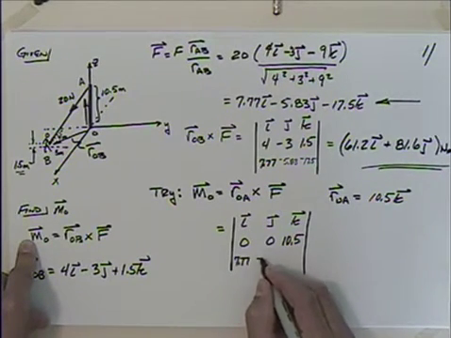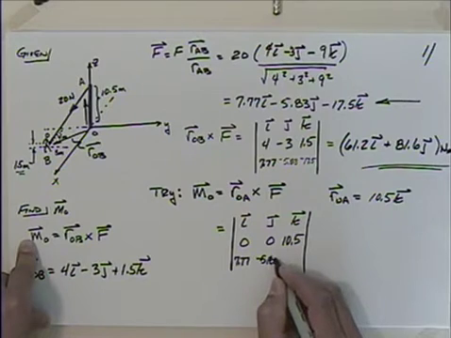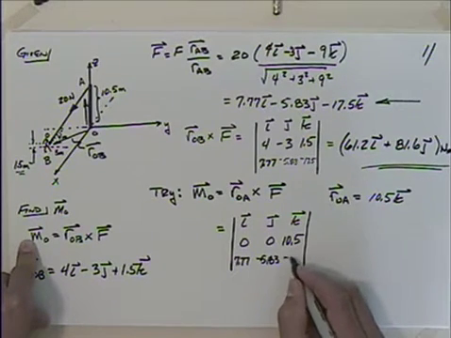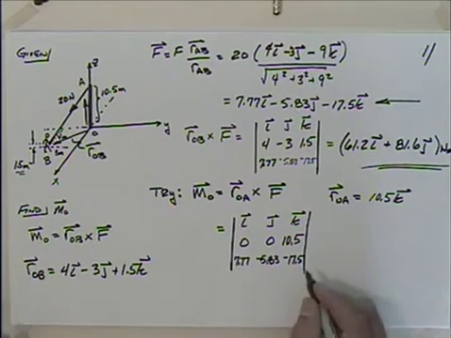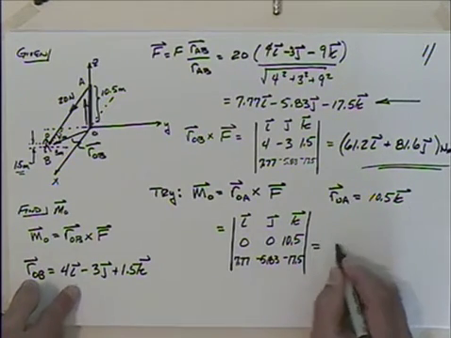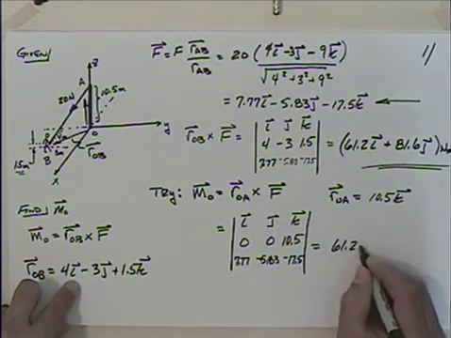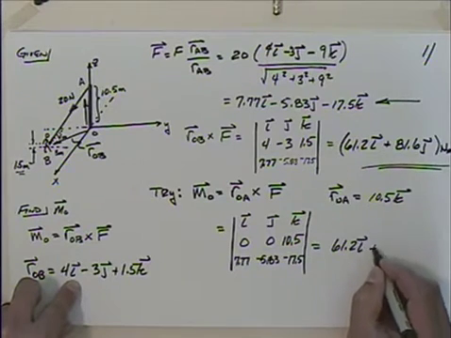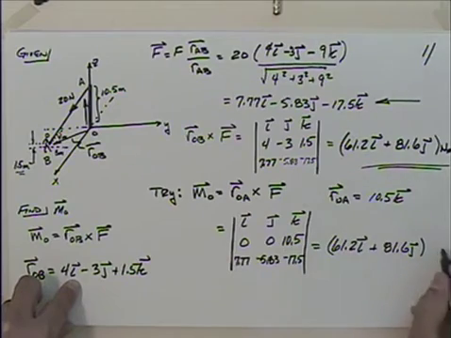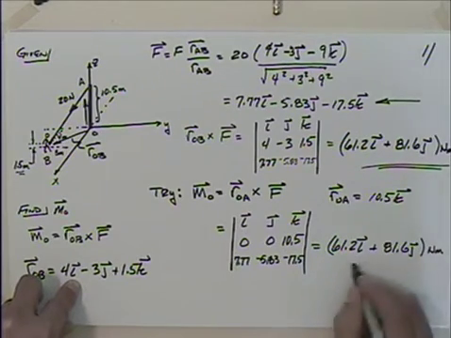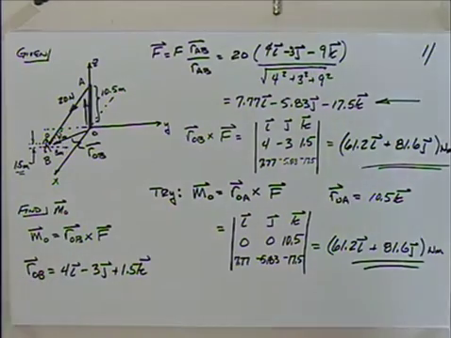7.77 minus 5.83 and minus 17.5. So when you go through the cross product, this turns out to be 61.2 in the I direction plus 81.6 in the J direction, 0K, and that'll be Newton meters. You get the same answer.